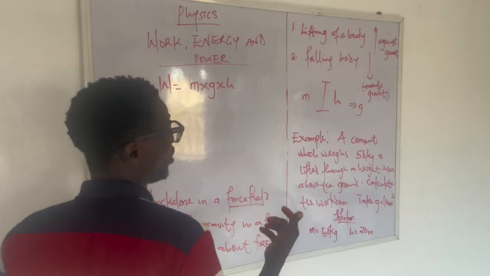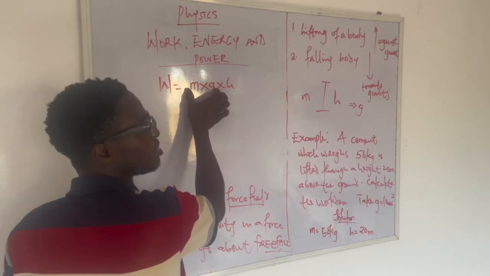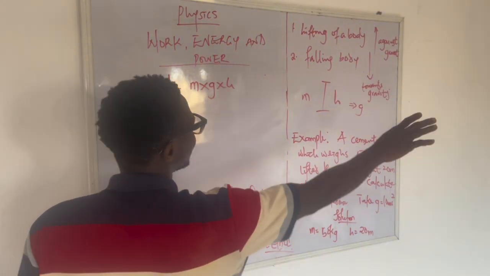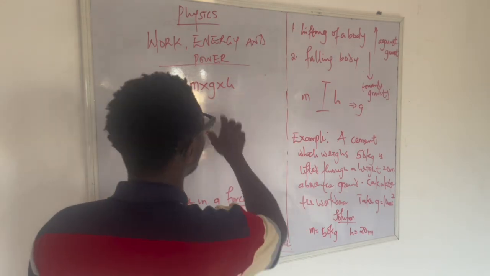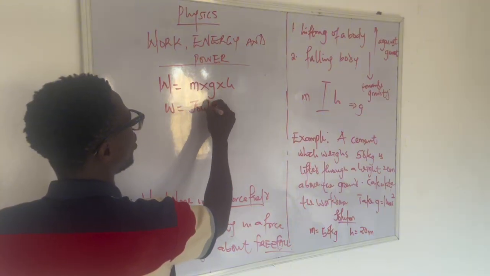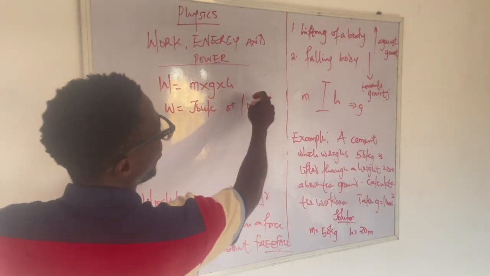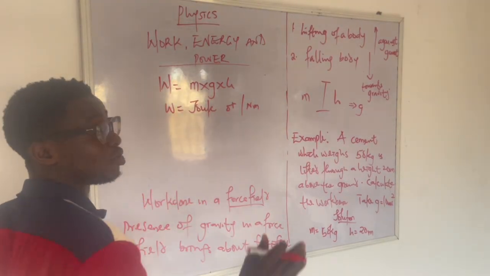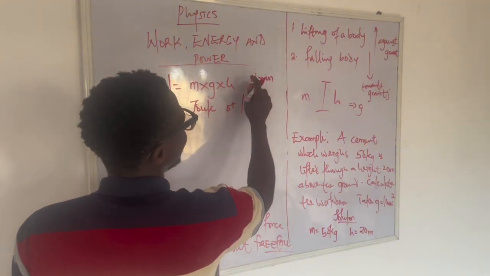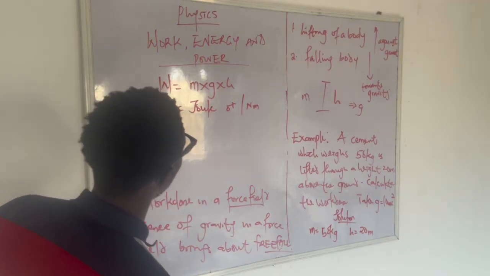Previously we said work done is force times distance. But here now, the force is mass times acceleration due to gravity, and the distance is now height. So the unit of work done is still joule or 1 Newton meter. Earlier I put a slash here; it's actually an oversight. It's 1 Newton meter, because Newton times meter is Newton meter. So that's the correct thing.